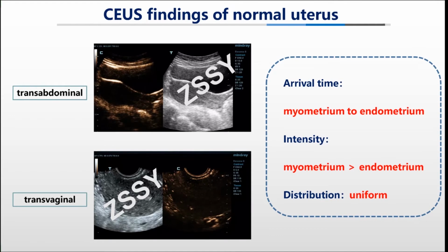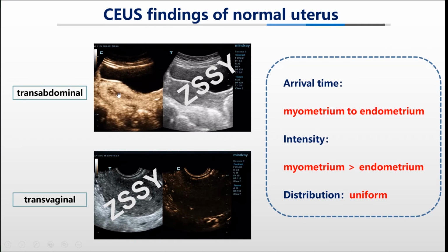So we should learn about the CEUS image of normal uterus firstly. Here showed the transabdominal CEUS. From the imaging, we found that the sonoview reaches the myometrium first, and then gradually spreads to the endometrium. At the same time, we found the signal intensity of the myometrium is higher than that of the endometrium. The agent is evenly distributed in both endometrium and the myometrium.